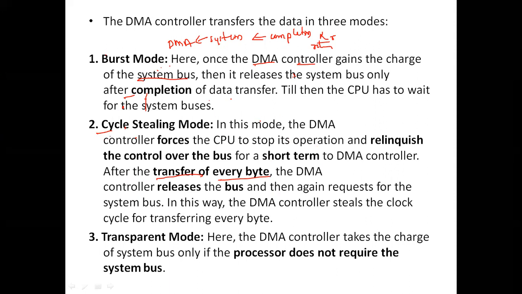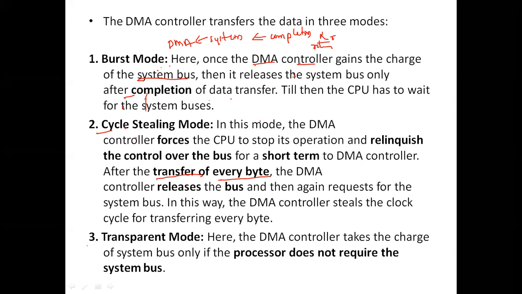So for each and every byte, the DMA releases the bus to the CPU, and for the next clock cycle, again it is going to request the system bus from the CPU. So releasing the bus to the CPU and requesting it again, that whole thing we call cycle stealing.